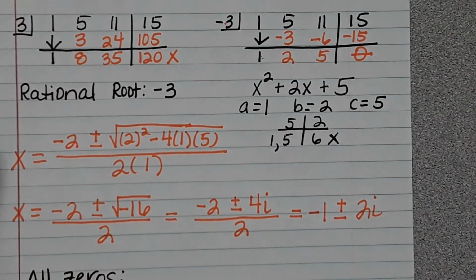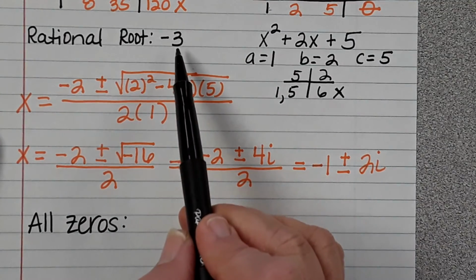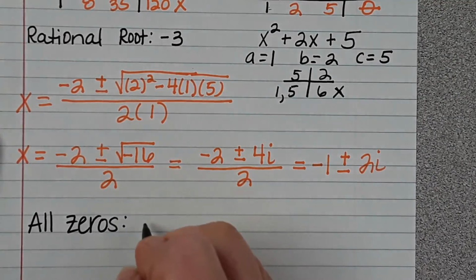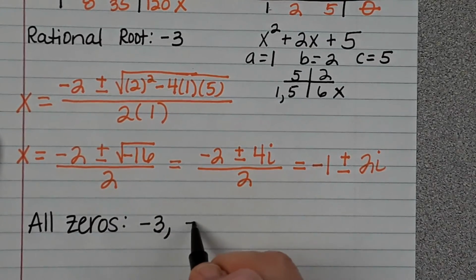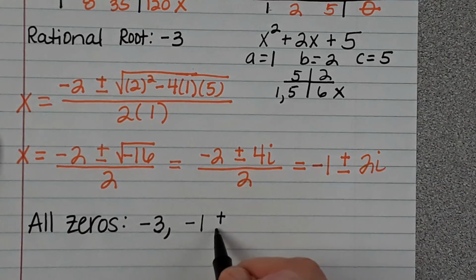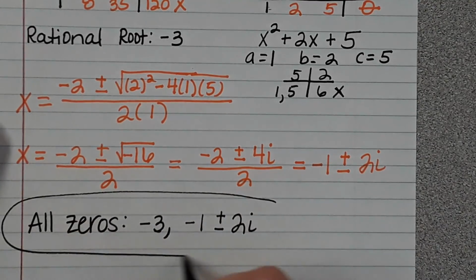So all my roots are all zeros now. What's the first 0 that I found? -3. That's my only rational root as well. And then I found -1 plus or minus 2i. That's my answer for number 21.